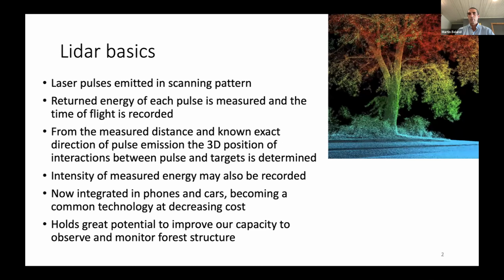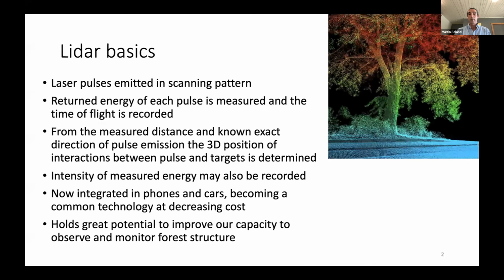So I think many people know about LiDAR. I'm going to quickly introduce the technology just to make sure everybody understands that it's just a system that emits laser pulses, and it's usually in a scanning pattern. And the return energy is measured with the time of flight recorded most of the time. And from there, we determine the exact location of a hit between a pulse and a target. Sometimes the intensity of the light is also measured, and we can derive some useful information from there.